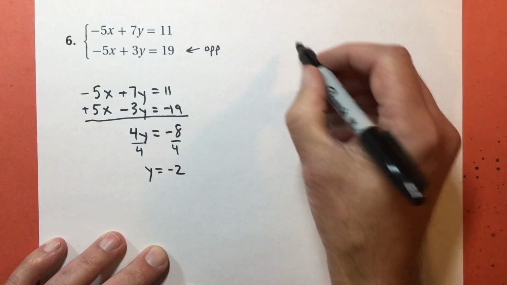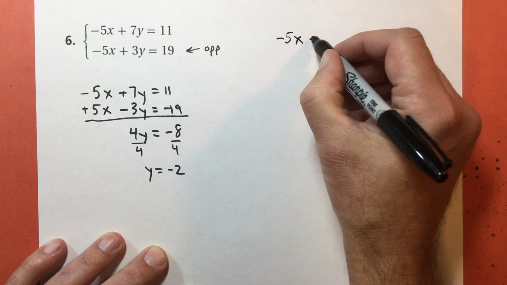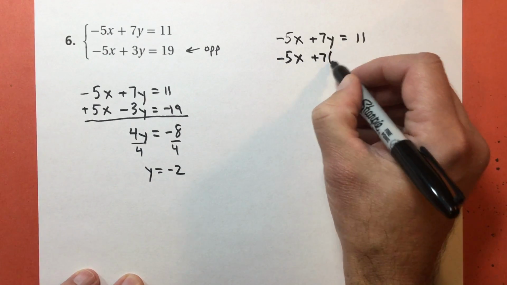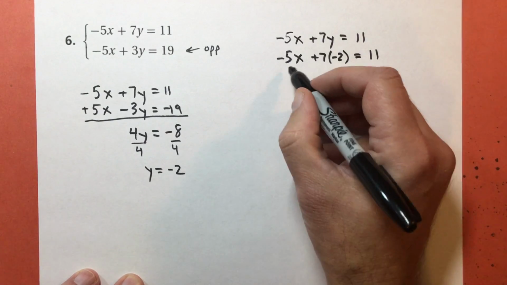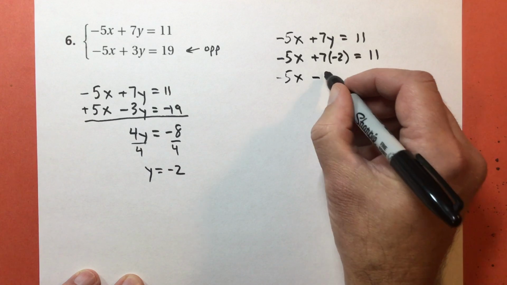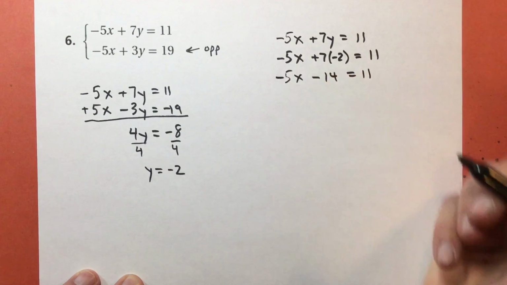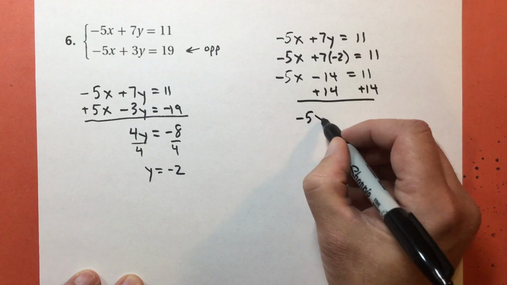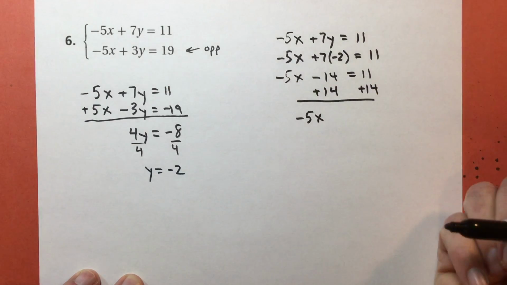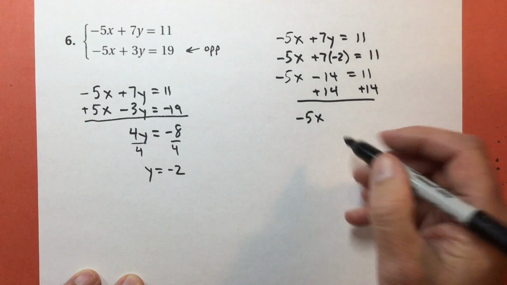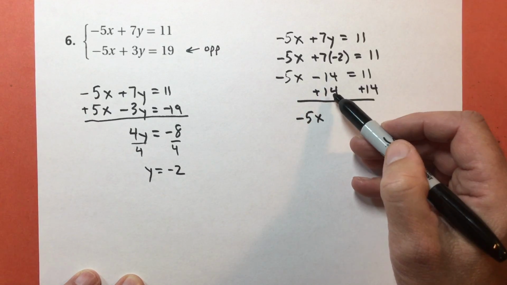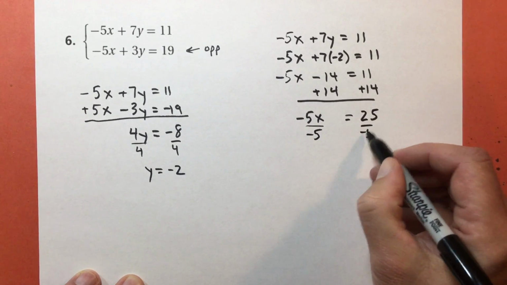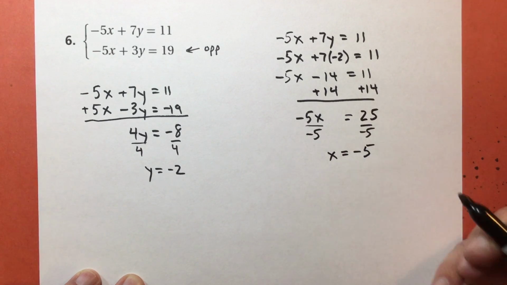Now I'm going to go back to the original equations again. Negative 5x plus 7y equals 11. My y is negative 2. So negative 5x plus 7 times negative 2 equals 11. 7 times negative 2 is negative 14. And now I'm going to start working backwards. I'm going to add positive 14 to both sides. And by the way, what I'm doing here is the same as what I'm doing over here. I haven't mentioned that yet because I forgot to say it, but it's the same idea. Negative 5x, negative 14 plus 14 equals 0, and 11 plus 14 equals 25. Dividing by negative 5 gives me x equals negative 5.